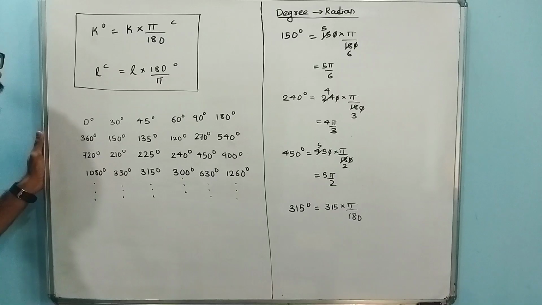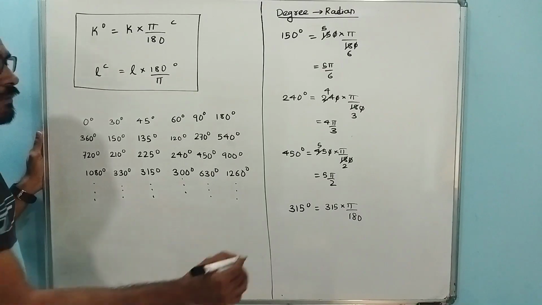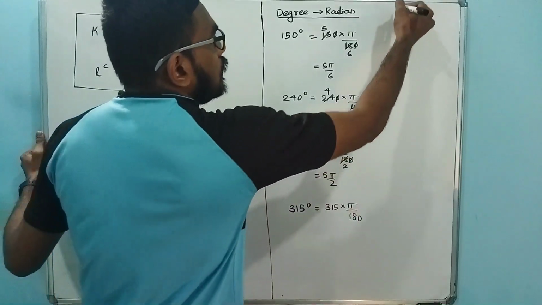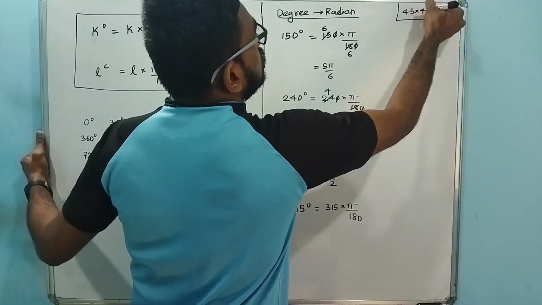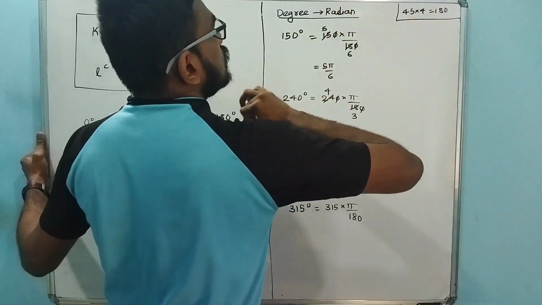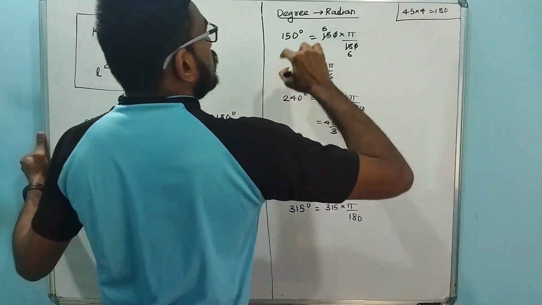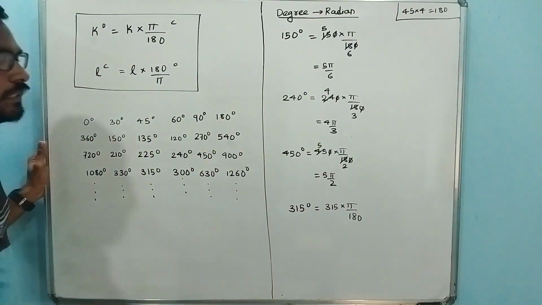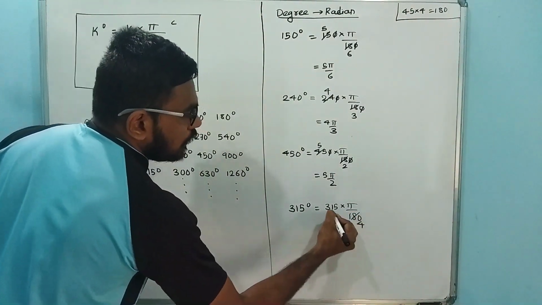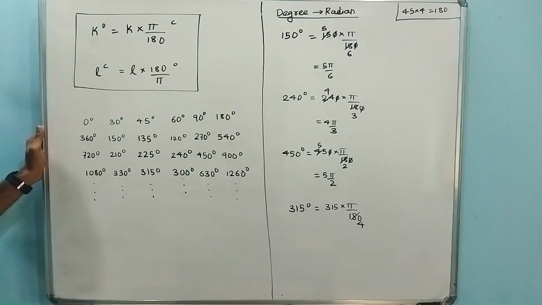45 into what is 315? That you have to check. Okay, just remember 45 into 4 is 180. 45 into 4 is 180. This will be required in both the cases, in degree to radian measure also, and radian to degree measure also. Okay, 45 into 4 is 180. And 4 into what is 315.